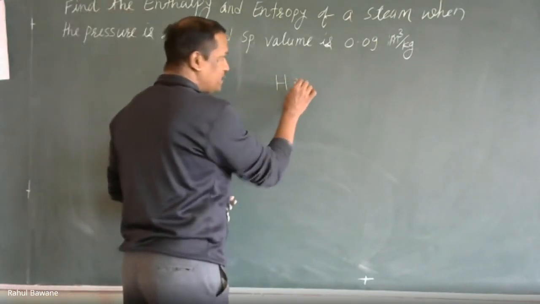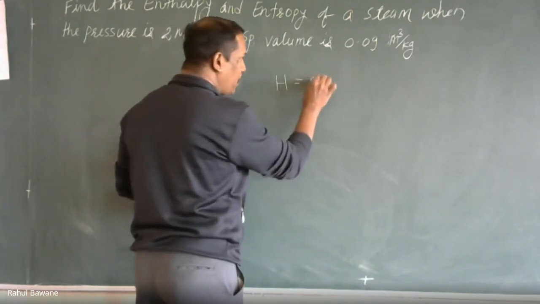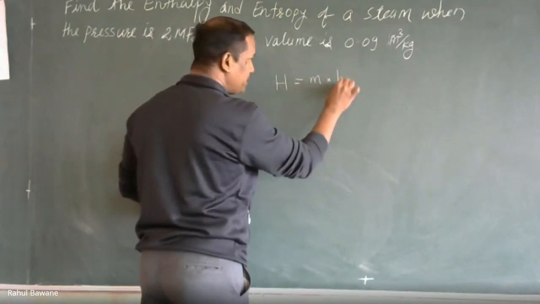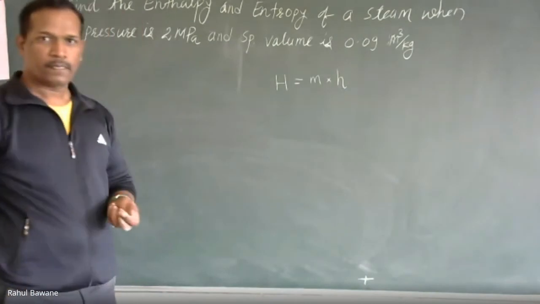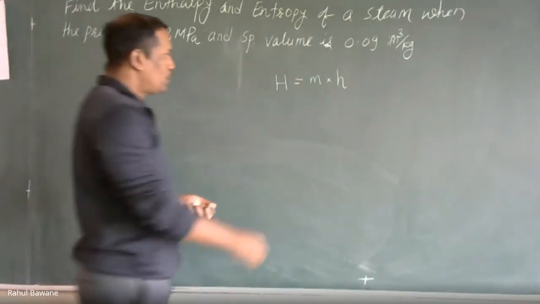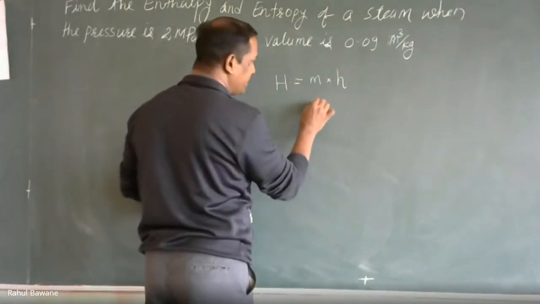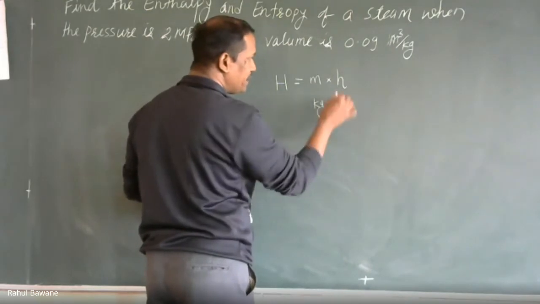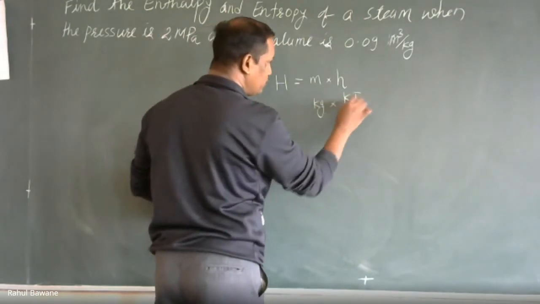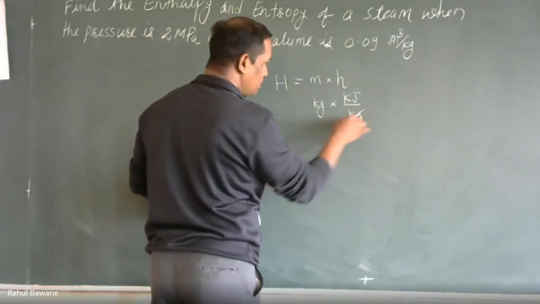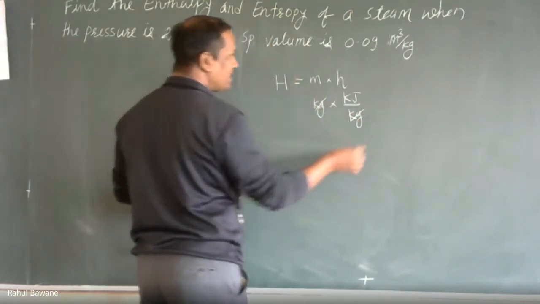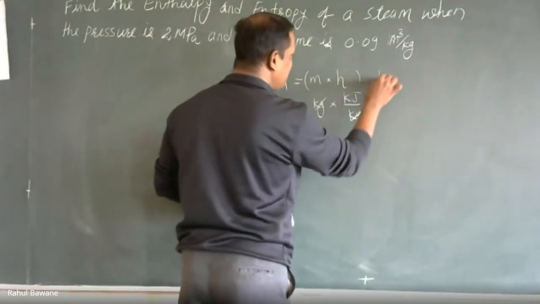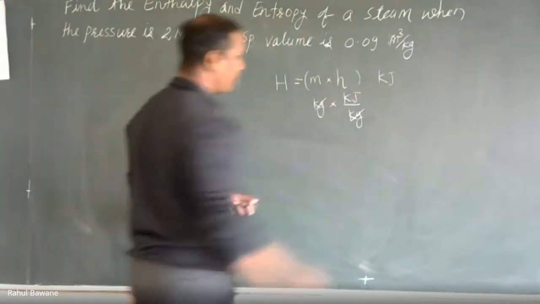And capital H, total enthalpy, means total mass multiplied by specific enthalpy. Mass has a unit of kg, and specific enthalpy has a unit of kilojoule per kg. So total enthalpy is always measured in kilojoule.